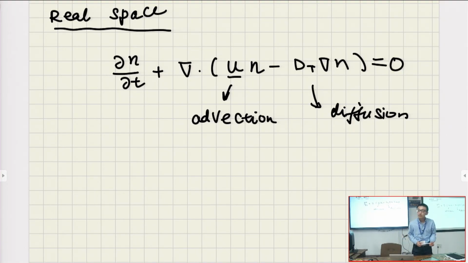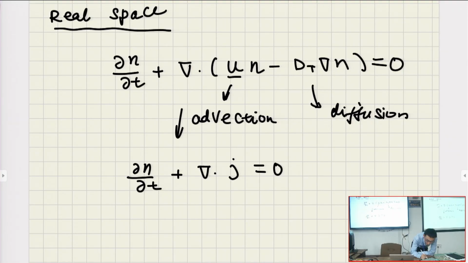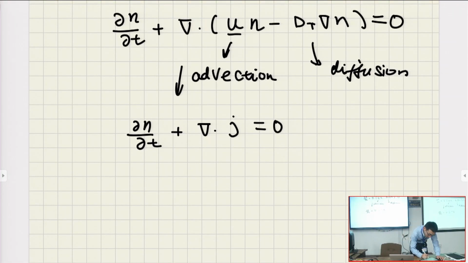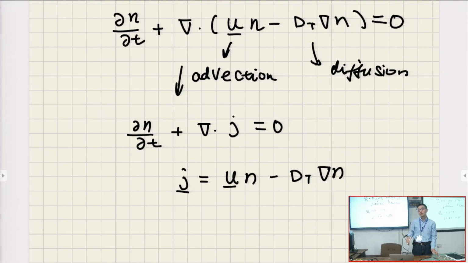So it's in the flux. It's best to think about it in the following way. You write this in a conservation form, again, as we did before, right? So then you think of the flux. The flux tells you how the particles move around, okay? And in this case, we have two terms. How does the particle move? The first is I'm moving with the velocity u, so that's advection, right? And the second is I'm diffusing.